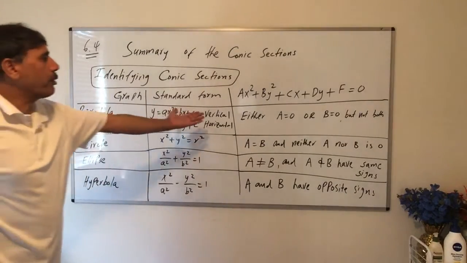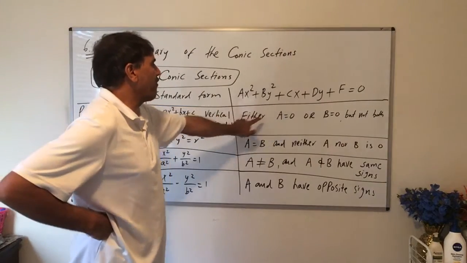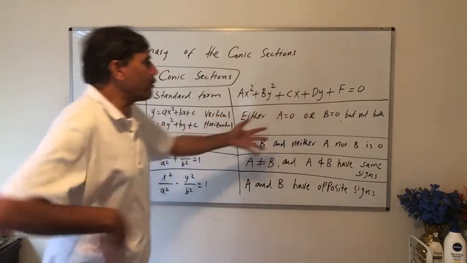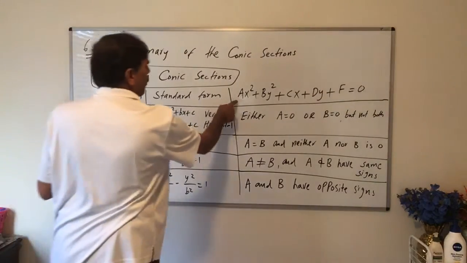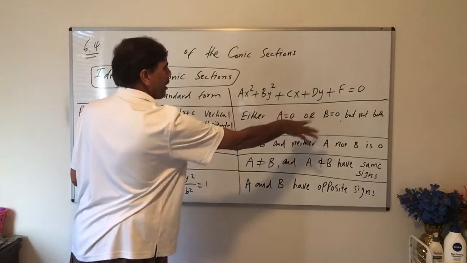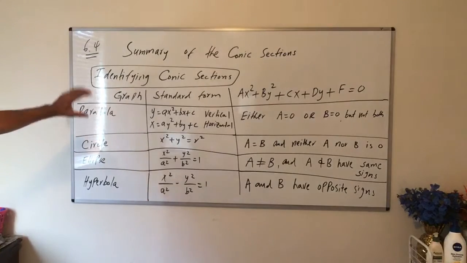And also you can tell this way too, this is the overall standard form. If one of them, a or b, equals 0, then it's going to be the parabola. So a or b, one of them must be 0.